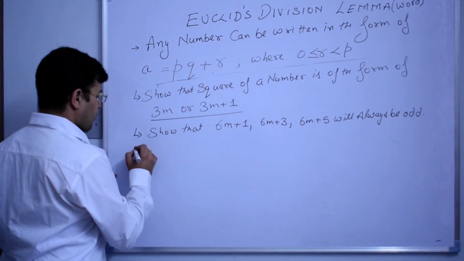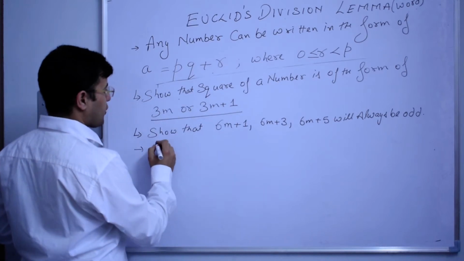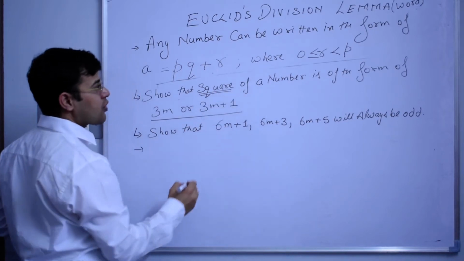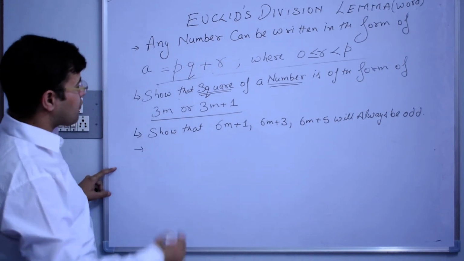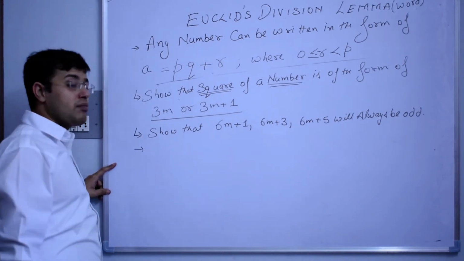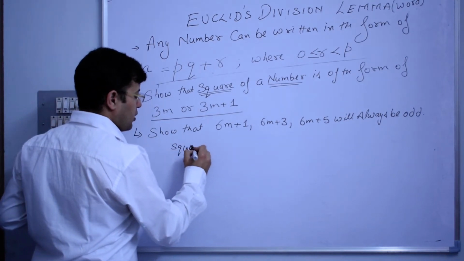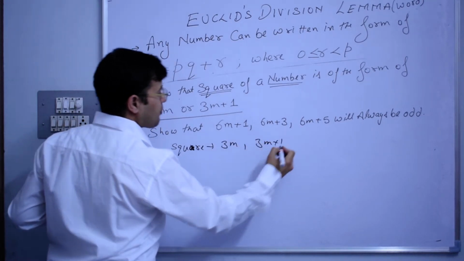So what we will be doing is, let's say I want to solve the first one: show that the square of a number. Here they need a square of a number. I don't know which number they are talking about. So first of all, let's verify the question. What does the question mean? The question means a square of a number is represented by 3m or 3m + 1.